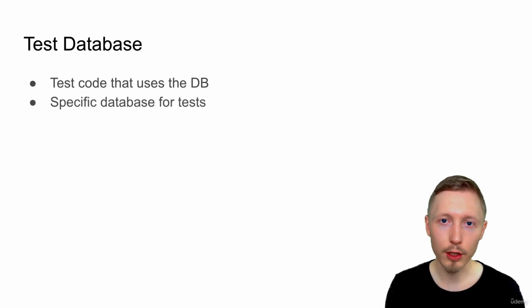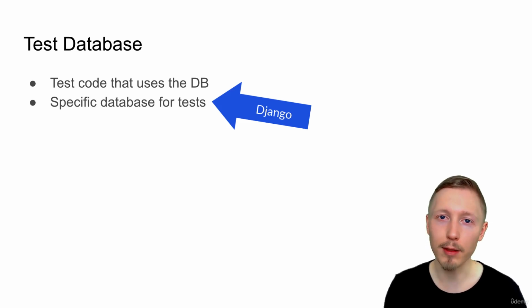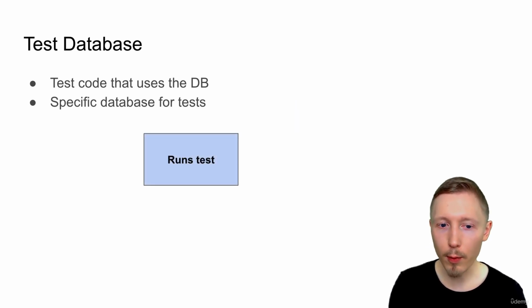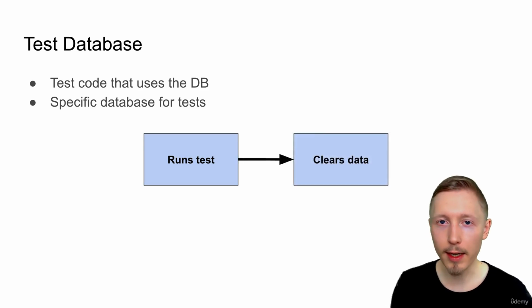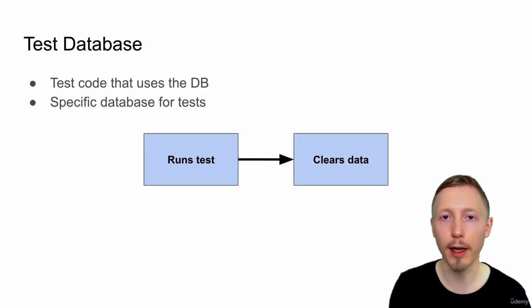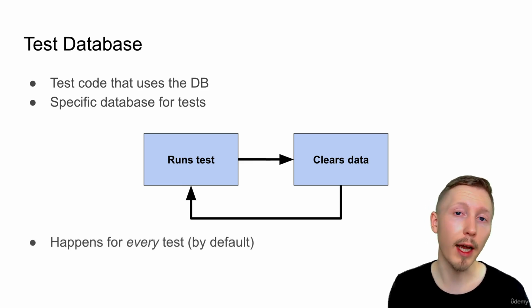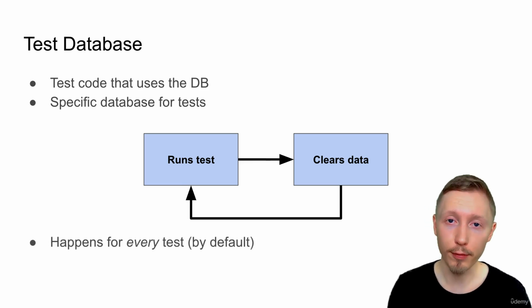So Django will actually automatically create a specific database just for your tests. And it does this automatically. The way it works is you run the test, and then it will clear any data that was created by the test, and then you run the next test. So every test that you run inside the Django test framework will have a fresh database to use. This happens for every single test individually by default.